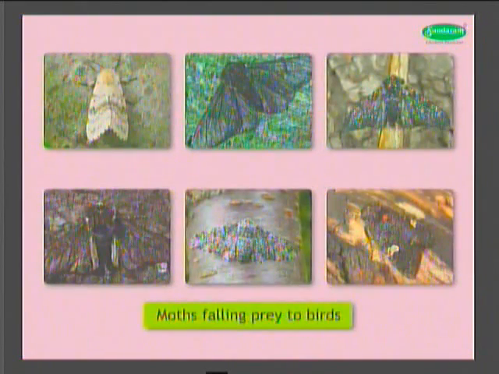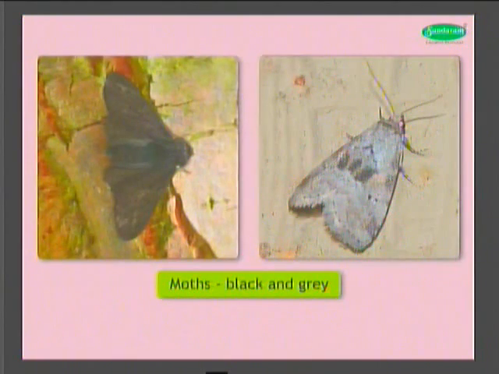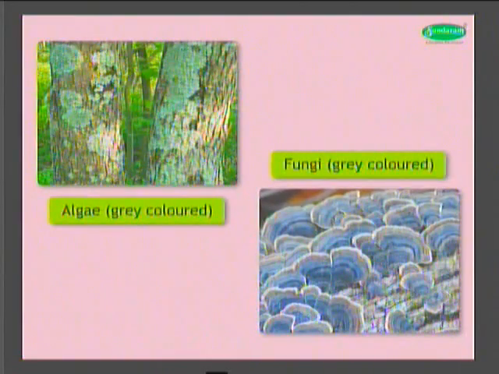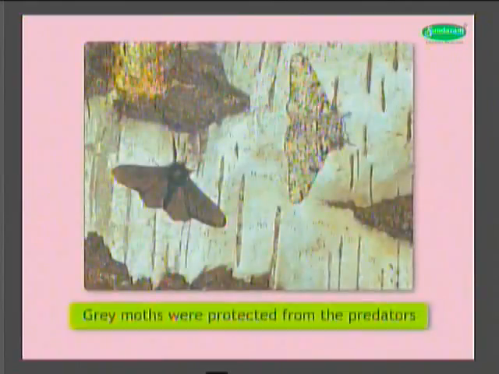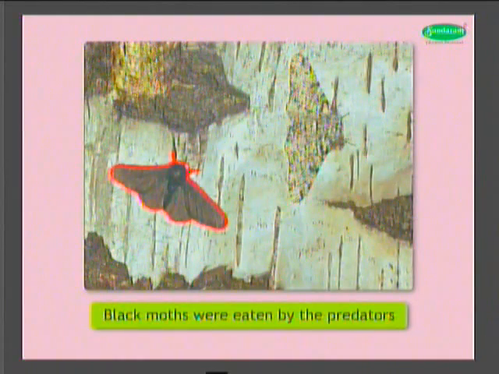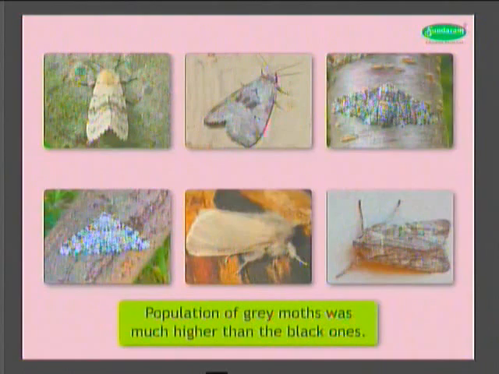A certain variety of moths which often fall prey to birds is found in the surroundings of Birmingham in England. These moths are found in two colors, black melanized and grey. Both these varieties live on the tree trunks. Years ago, trees in this particular area were hosts to the growth of algae and fungi and thus were grey in color. Hence, the grey moths were easily camouflaged on the tree trunks and were protected from their predators. The black moths were easily noticed by the predatory birds and were consequently eaten by them in greater numbers. So the population of grey moths was much higher than the black ones.